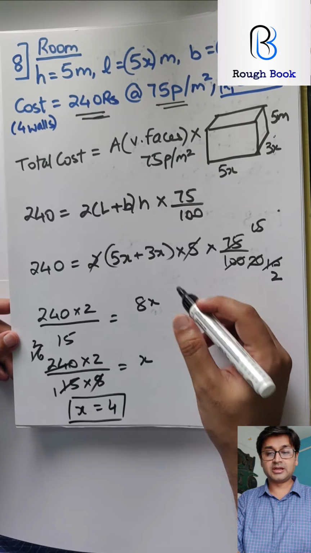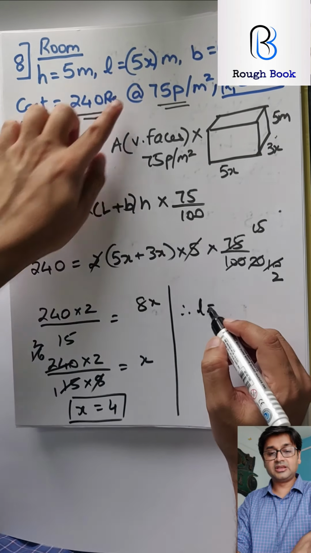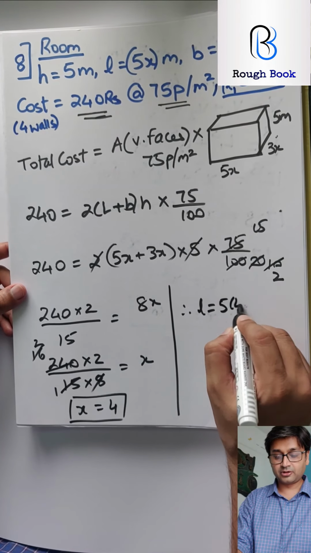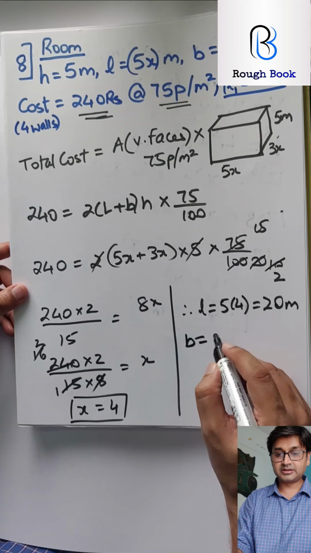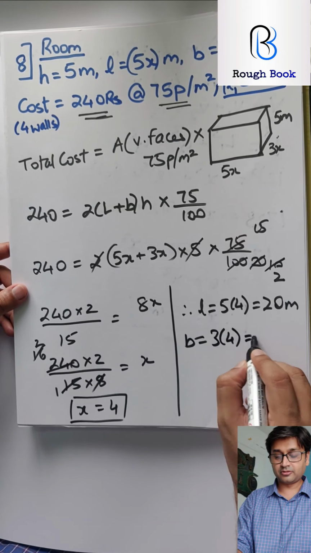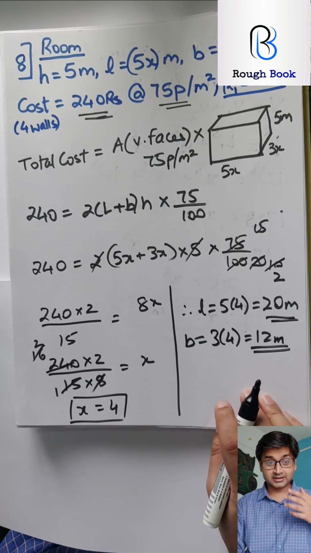What is the question? Length and breadth. So therefore length is equal to 5x, so 5 into 4, 20 meters, and breadth is equal to 3x, so 3 into 4, 12 meters. So we managed to get the length and the breadth.